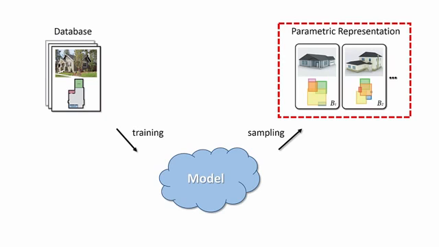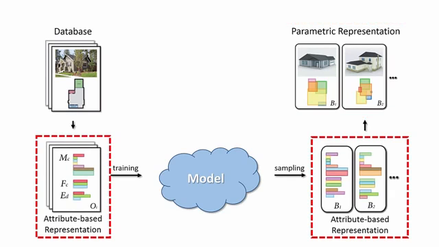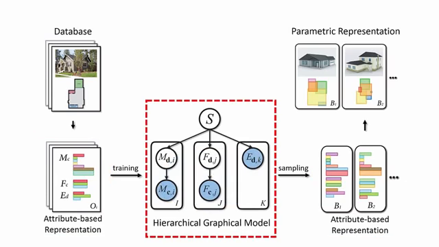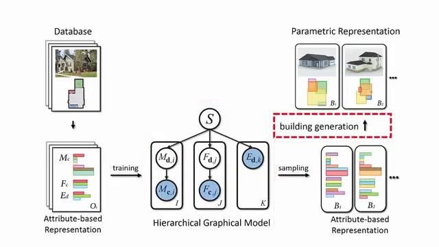Unfortunately, it is very difficult to learn a model where each building is described by a varying number of parameters. Therefore, we additionally propose an intermediate attribute-based representation with fixed dimensionality. Second, we propose a hierarchical graphical model with hidden variables to encode the relationships between building attributes. Third, we provide optimization algorithms to generate three-dimensional models based on building attributes sampled from the graphical model.